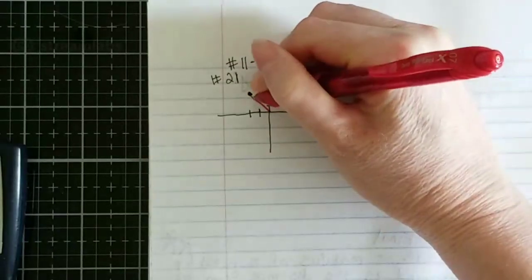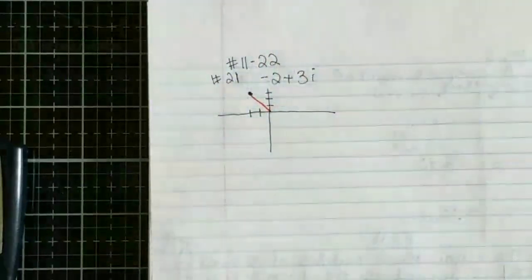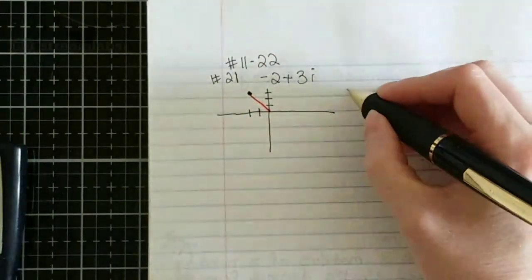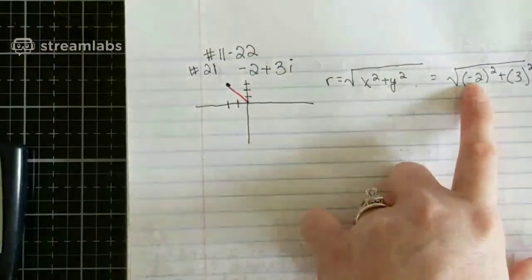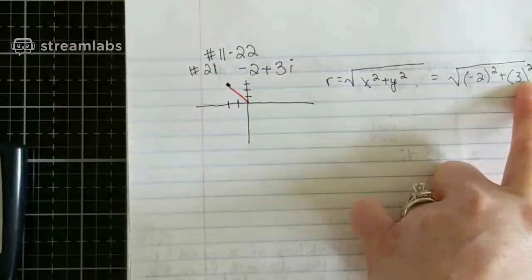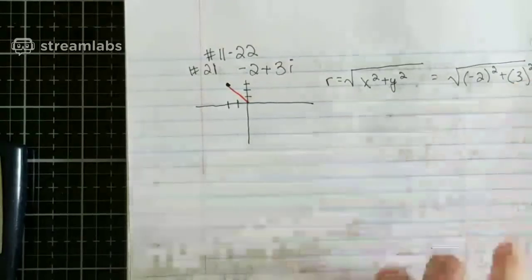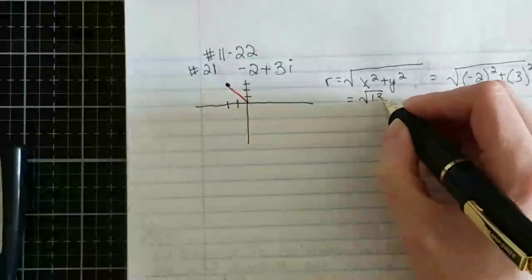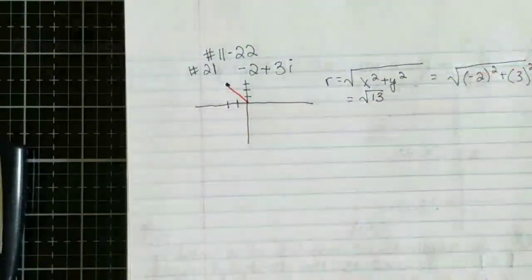So you can go ahead and connect that there. Then we need to find our r. So negative 2 squared would be 4, plus 3 squared is 9. 4 plus 9 would be 13. So this would be the square root of 13.